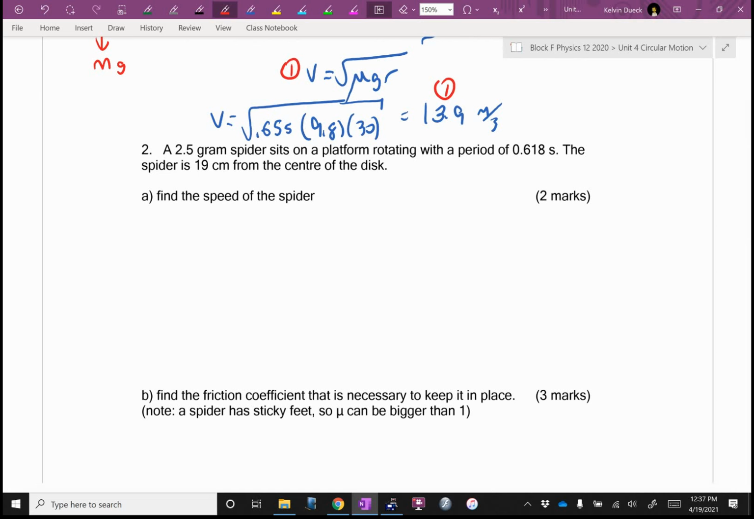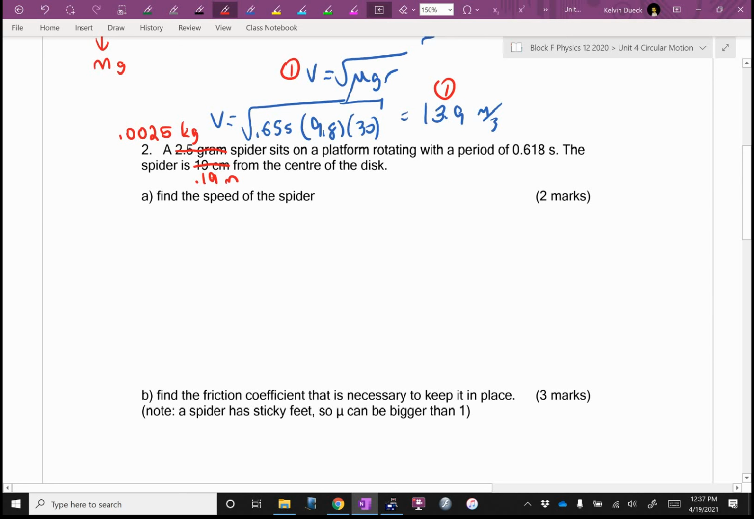Number 2, first thing I did is I crossed out the 2.5 grams, and I said that's 0.0025 kilograms, 2 zeros and then a 2.5, and I crossed out the 19 centimeters and made it 0.19 meters.